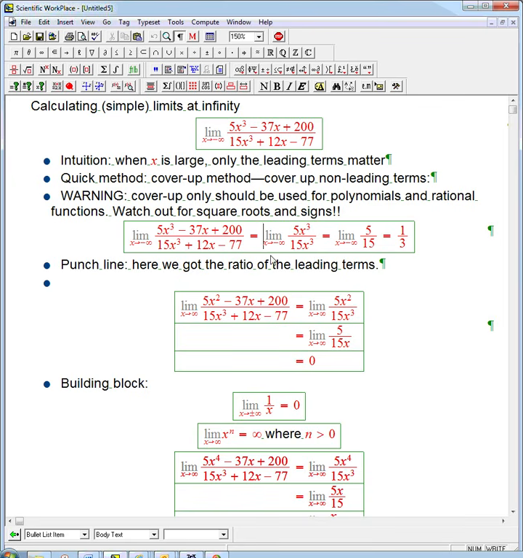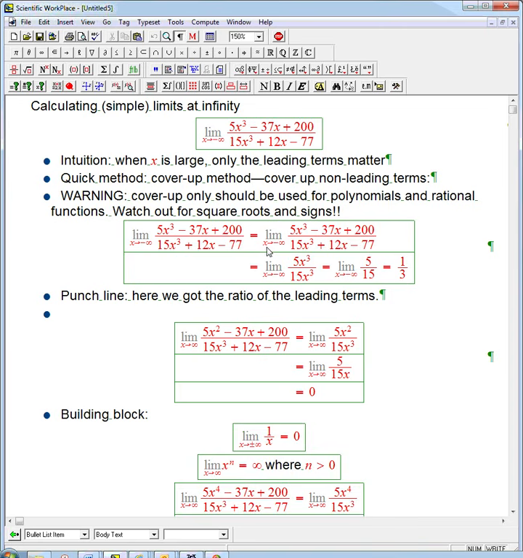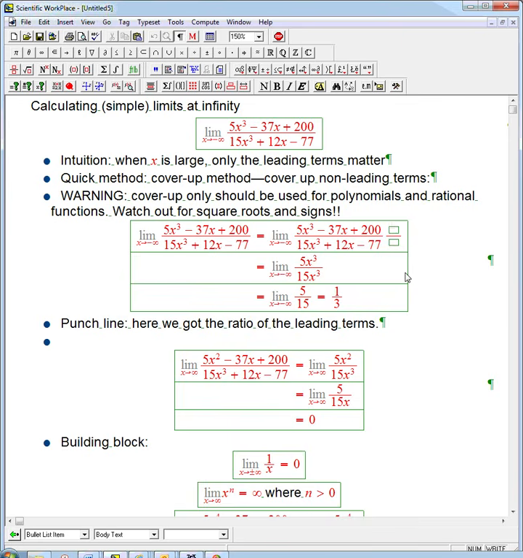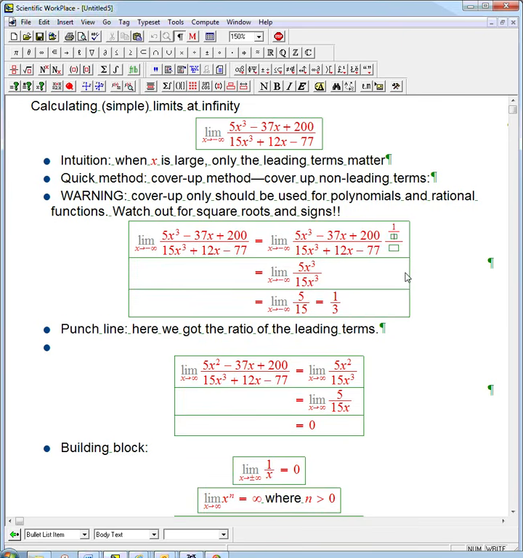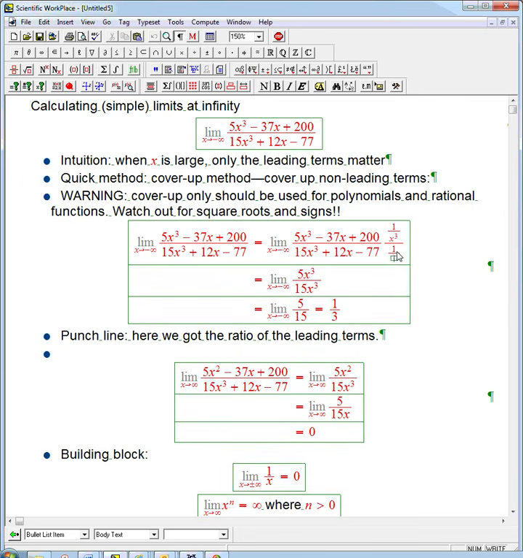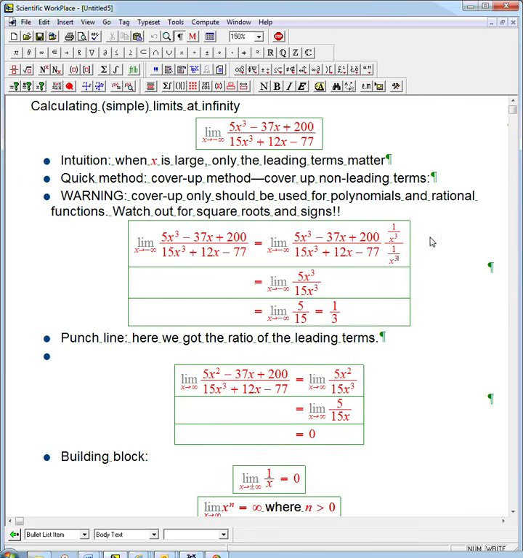Okay, so let me insert it up here. What we do is we're going to recopy this guy. I'm going to put the rest of it on separate lines. Okay. And I'm just going to multiply the top and bottom by 1 over x cubed. Okay. And let me see what that does.